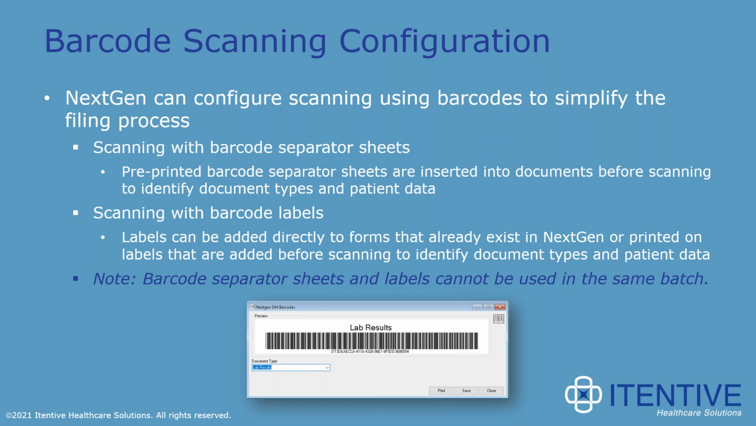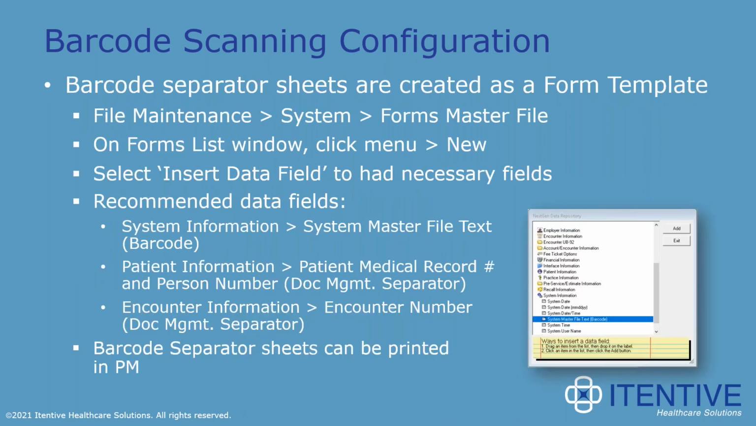The other option is scanning with barcode labels. These labels can actually be added directly to your existing forms in NextGen, or they could also be printed on actual sticky labels and then added to a page or a document before scanning. Again, these can help with identifying the particular document type as well as the patient data. One thing to note is that a practice could choose to use both options, and that's fine. But you'd never want to include barcode separator sheets and barcode labels in the same batch. You would just need to use those separately.